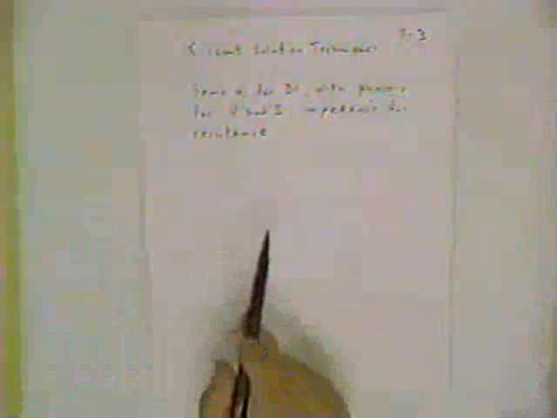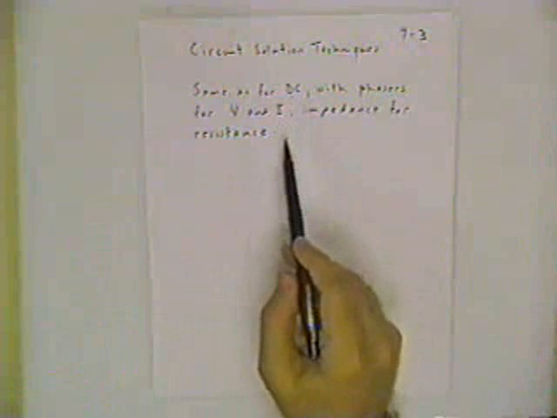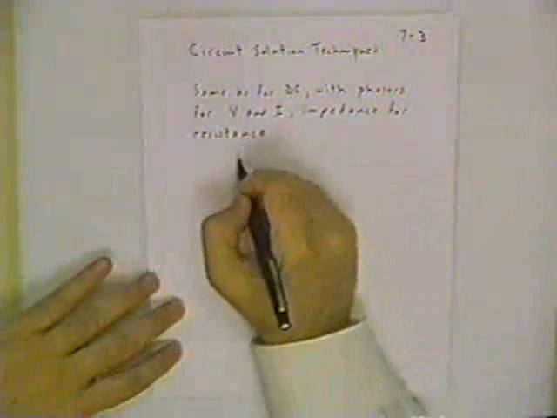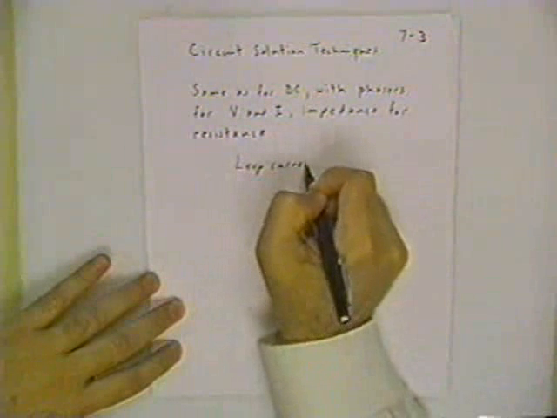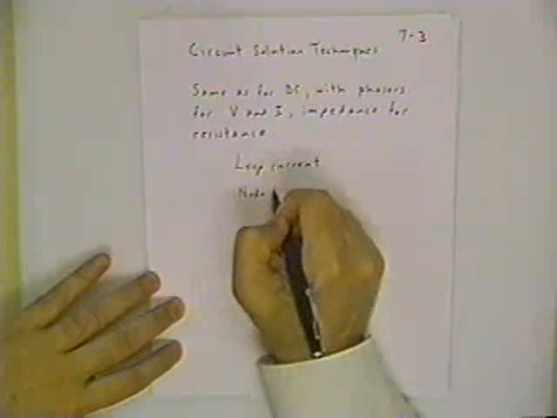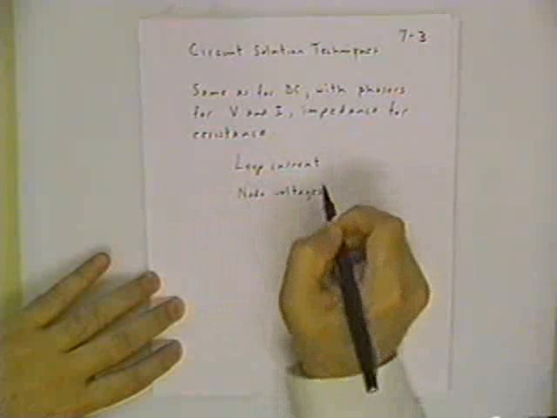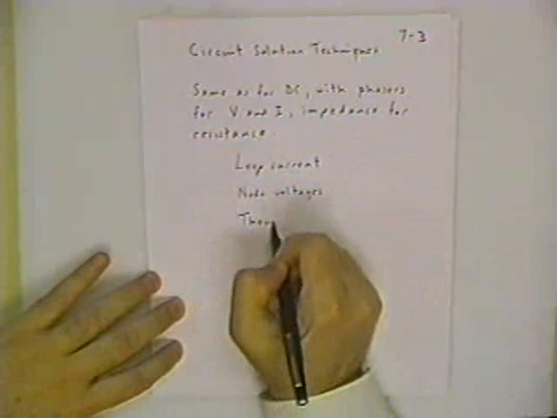While you're going through those problems, keep in mind what I've got on this sheet: the solution techniques that we had for DC circuits all apply to AC circuits as well. So you have the loop current technique in its phasor form. You've got node voltages. You've got the Thevenin and the Norton equivalents.